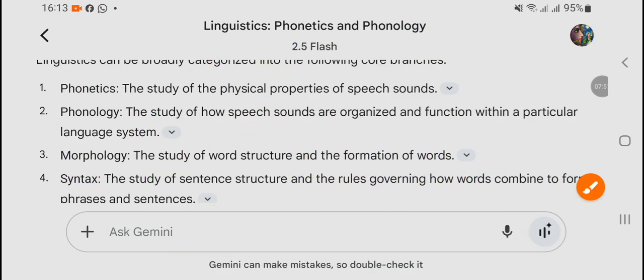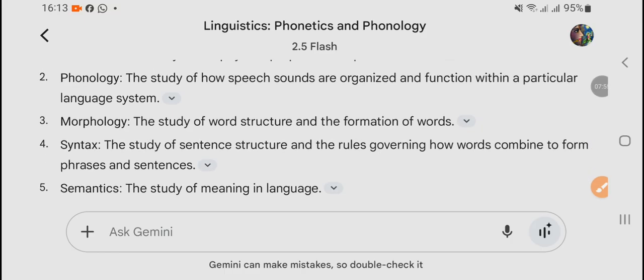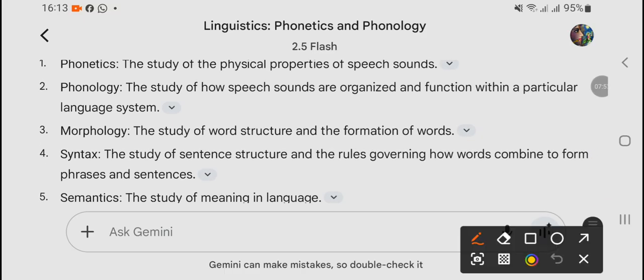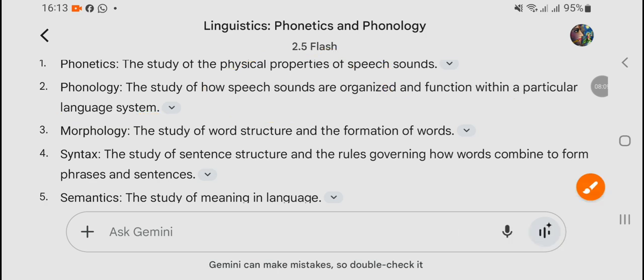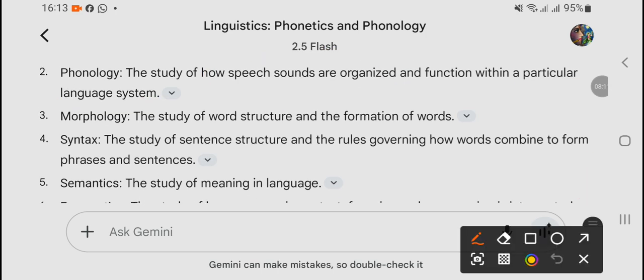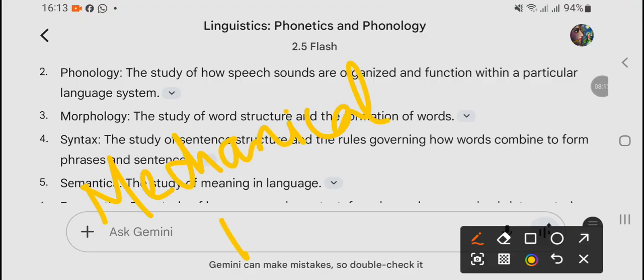So that is how speech sounds are organized, right, and function within a particular language system. We have seen the example. So that comes under phonology, right? How sounds. In another example, like mechanical, right, and machine.